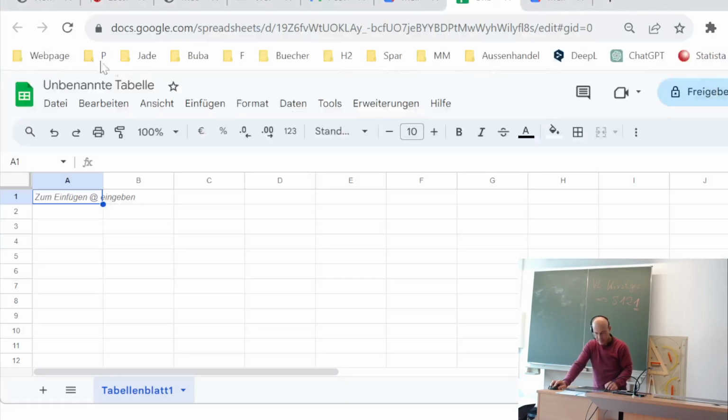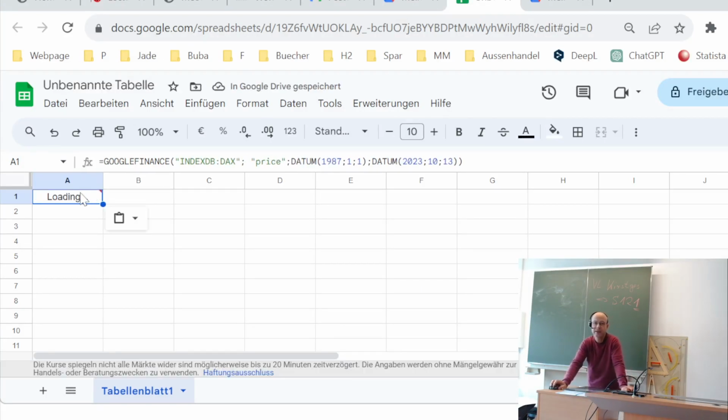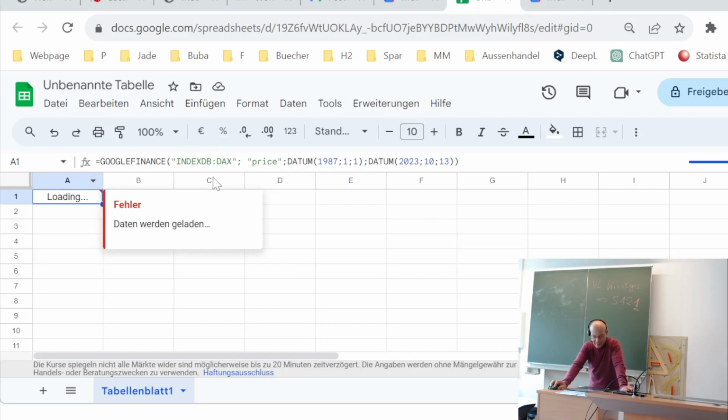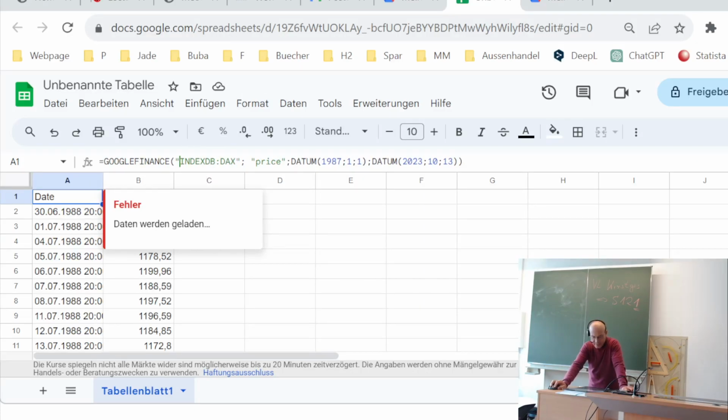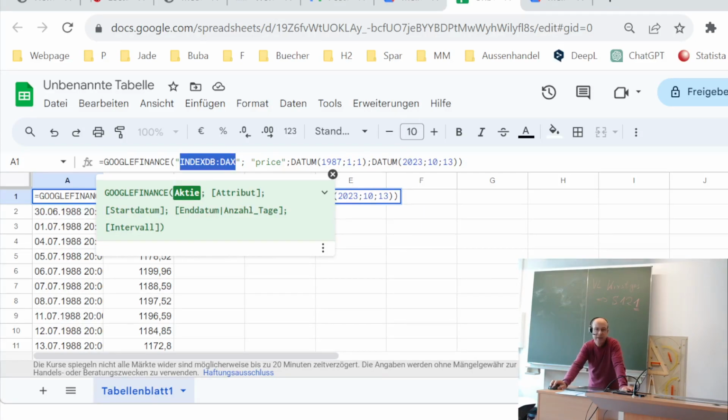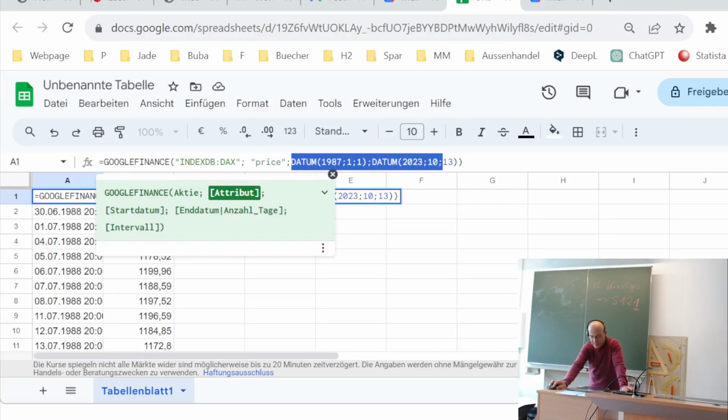So there, of course, you find tutorials on the internet. The first part here is just the name for the time series you want. Price means just that you want to have the stock market prices, and this is then the date. But you also have to be careful if you use the German version or the English version, because in the English version the commas and the semicolons are interchanged and so on.